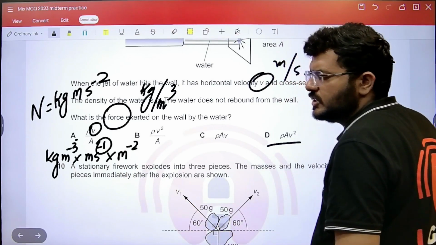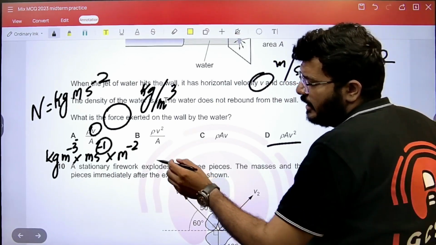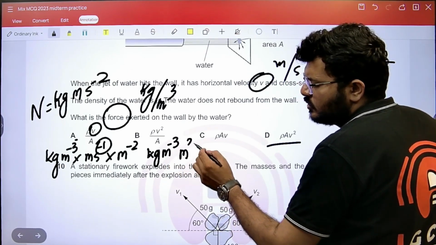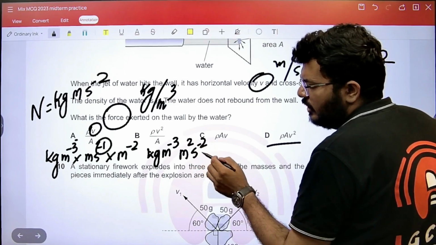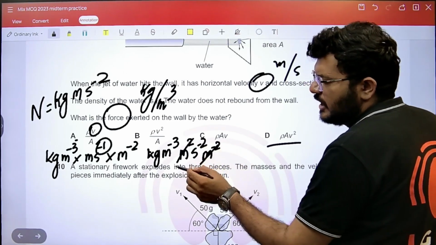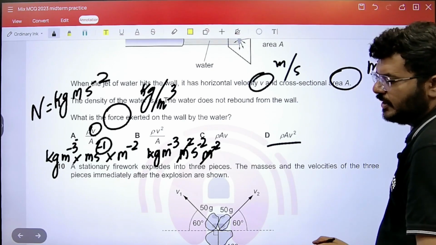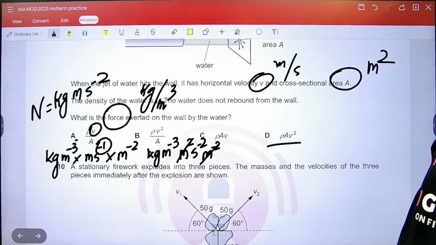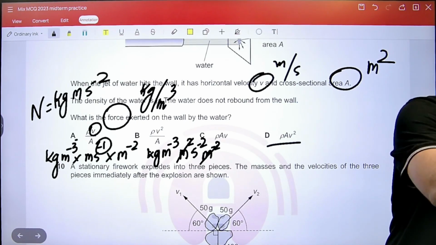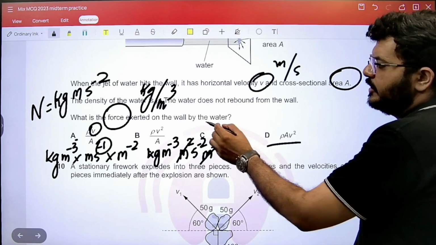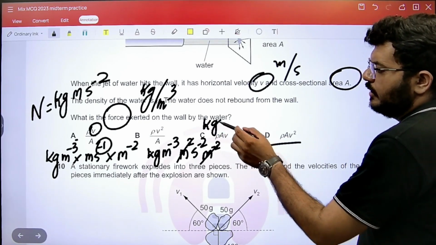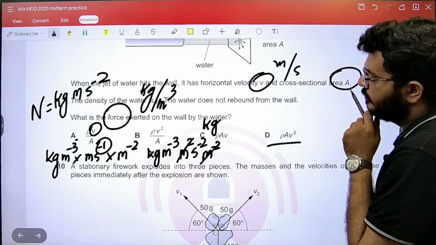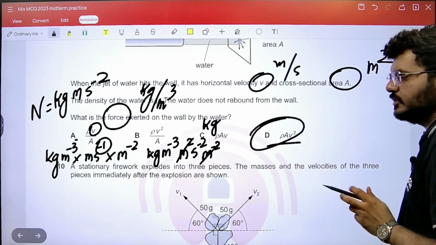Because of this it will never be second square in denominator, right? So you have kg meter raised to power minus 3 meter square second raised to power minus 2 into meter minus 2. This gets cancelled, but because minus cube remains, right? What will this be? It was not, because it is not velocity squared. Yes, so D is your answer.